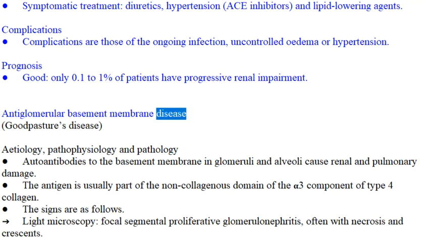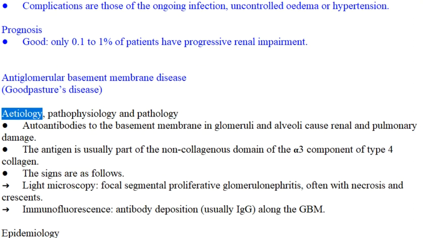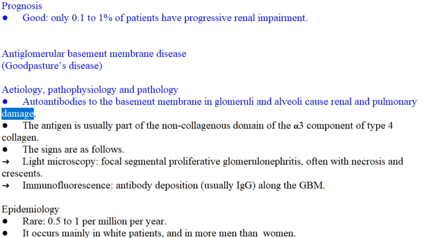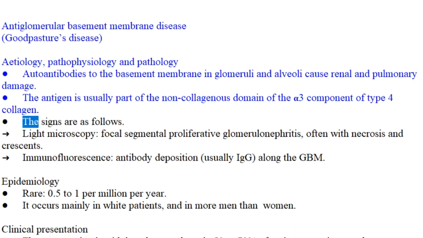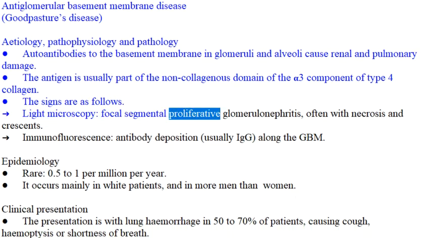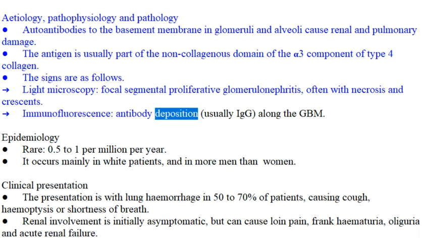Antiglomerular basement membrane disease, Goodpasture's disease. Etiology, pathophysiology, and pathology: autoantibodies to the basement membrane in glomeruli and alveoli cause renal and pulmonary damage. The antigen is usually part of the non-collagenous domain of the alpha-3 chain of type 4 collagen. The signs are as follows. Light microscopy: focal segmental proliferative glomerulonephritis, often with necrosis and crescents. Immunofluorescence: antibody deposition, usually IgG, along the GBM.